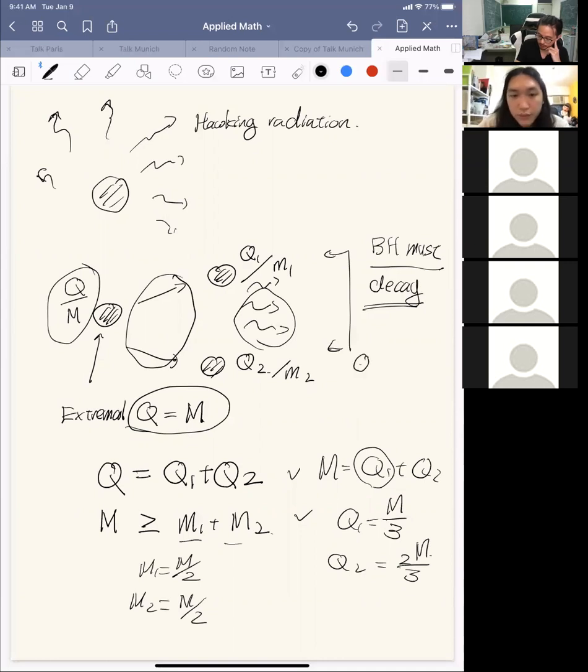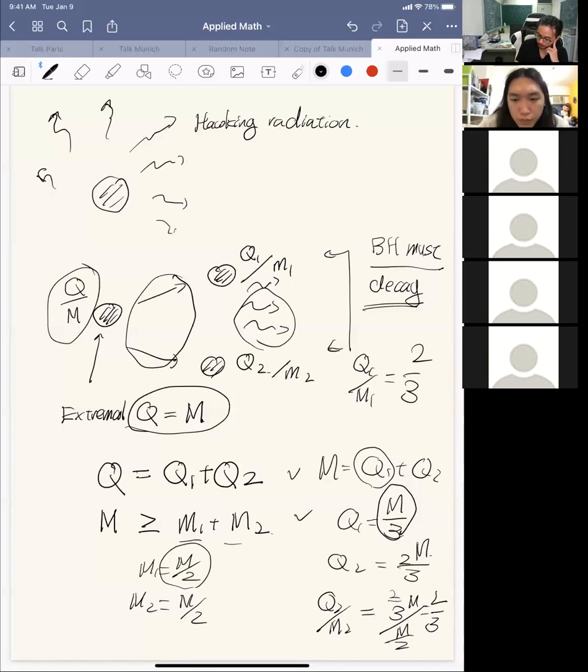So what is the new Q1 over M1? The new Q1 over M1 is, so Q1 is M over 3, M1 is M over 2. So that's 2/3. That's great. But now you see the problem, right? The new Q2 over M2 is going to be 3 over 2 M divided by M over 2, which of course is 3/4.